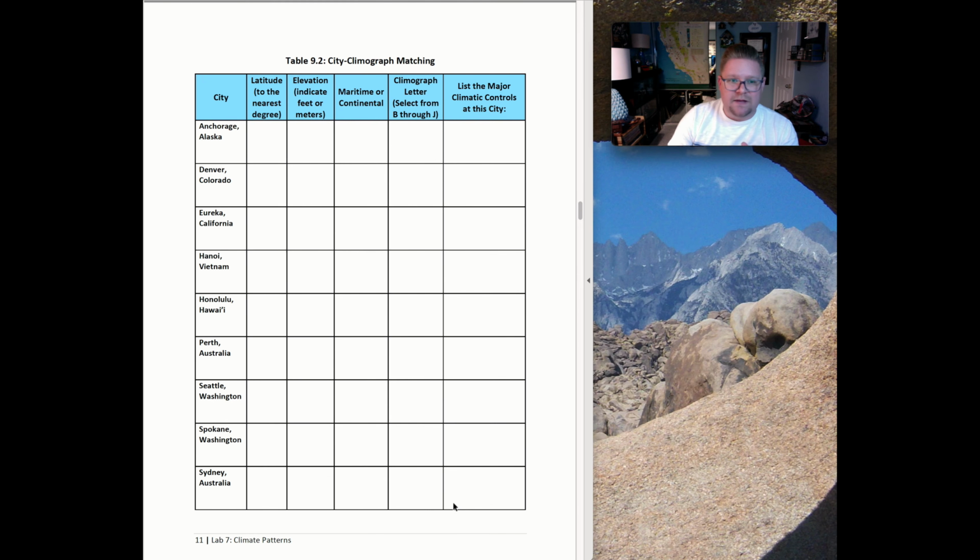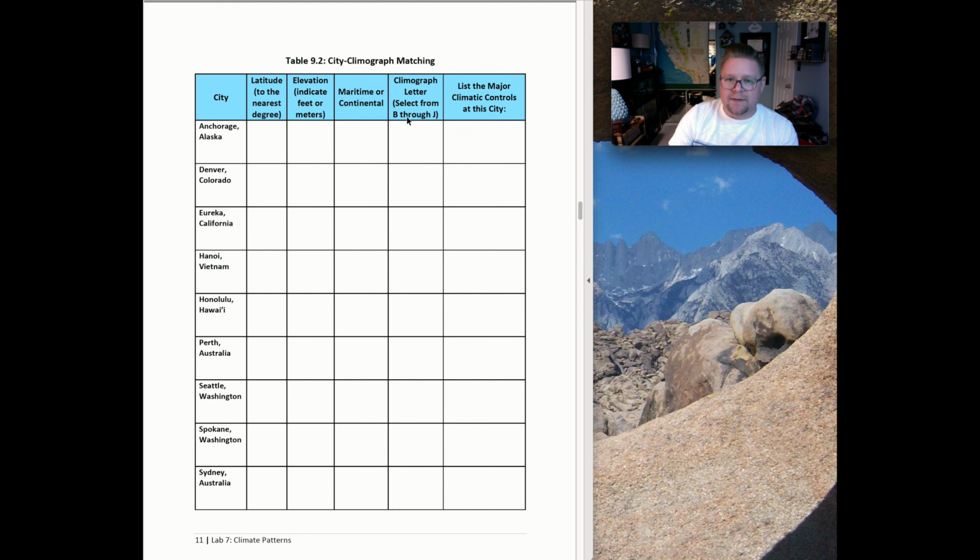And then you have them here. So these are our random locations. You're going to match those up, and once you've matched them up, you're going to include the latitude to the nearest degree, the elevation for that location, is it maritime or continental, the climate graph letter selected from B through J, and the list of the major climate controls in that city. Based on those 5 climate controls, write down the major climate controls of that city.